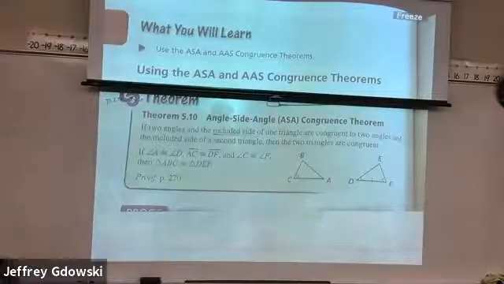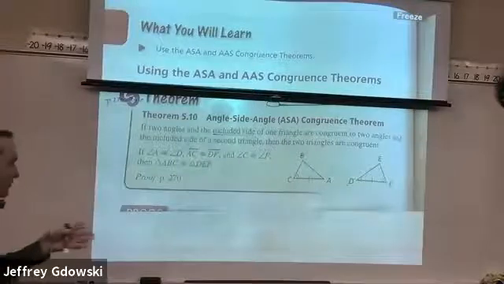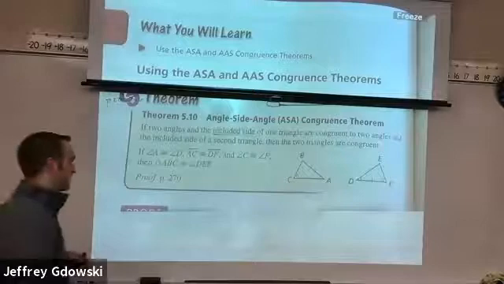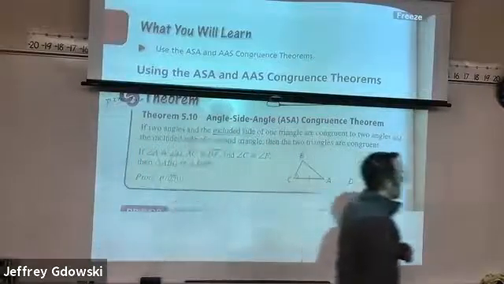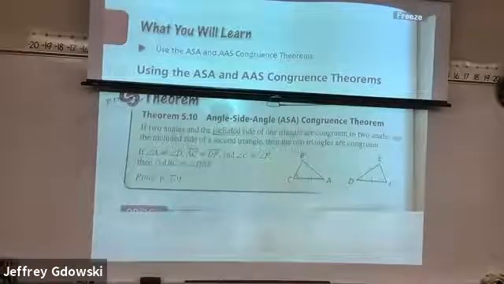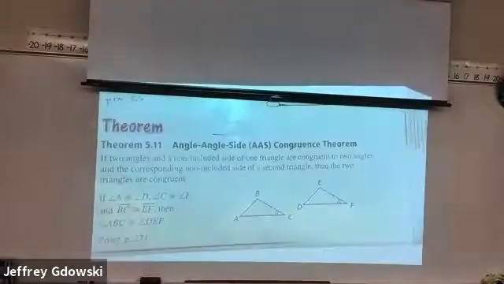Okay, good. So that's just like SAS, just like SSS, right? We're going to use this to prove triangles congruent. It's just another way that we have here to prove those triangles congruent. So we have ASA, and we'll take a look at some proofs in a little bit. But I want to talk about the other one. I want to get both of them out of the way here.